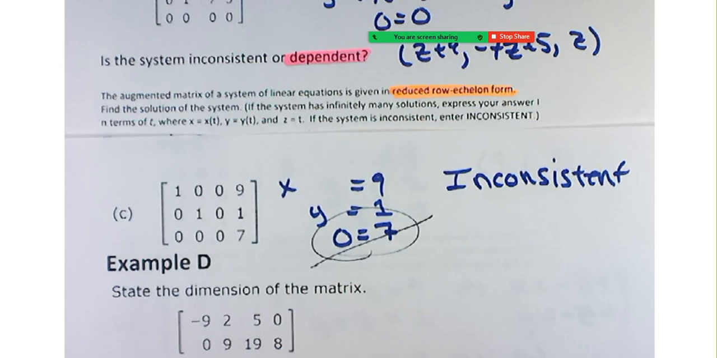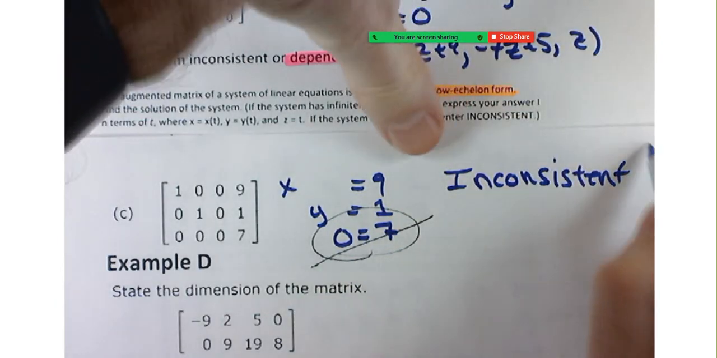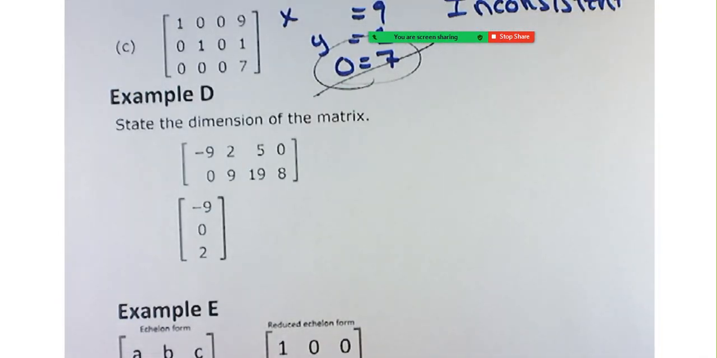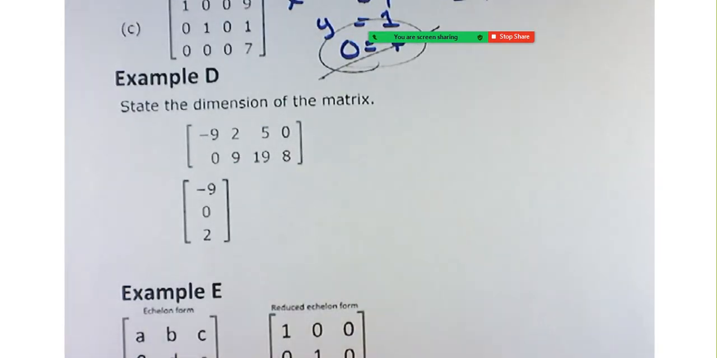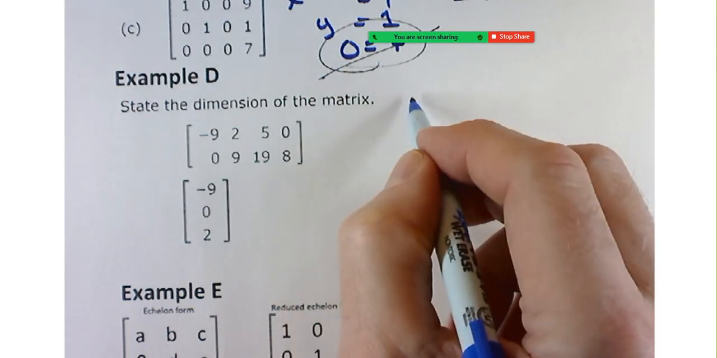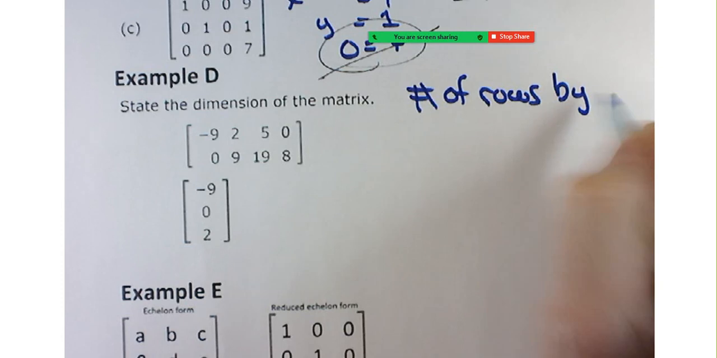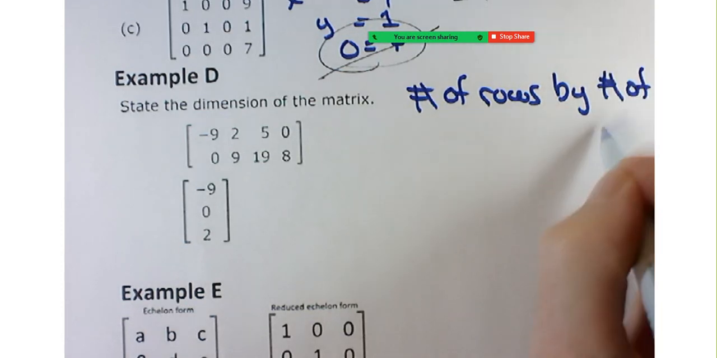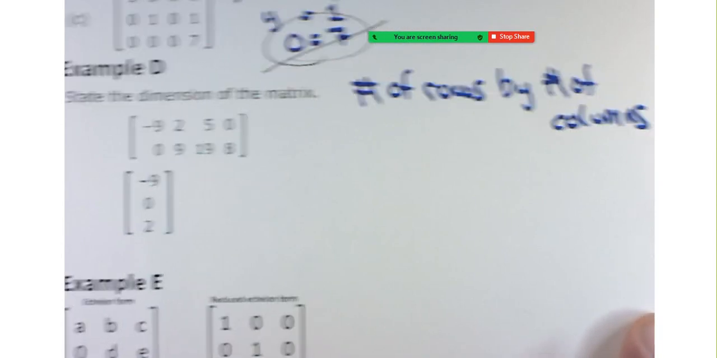Now to keep moving along in terms of bridging the gap between doing things by hand and doing things on a calculator, we have to start understanding what the dimensions of a matrix are. For this, it's always listed in terms of the number of rows by the number of columns, and it's always in that order.